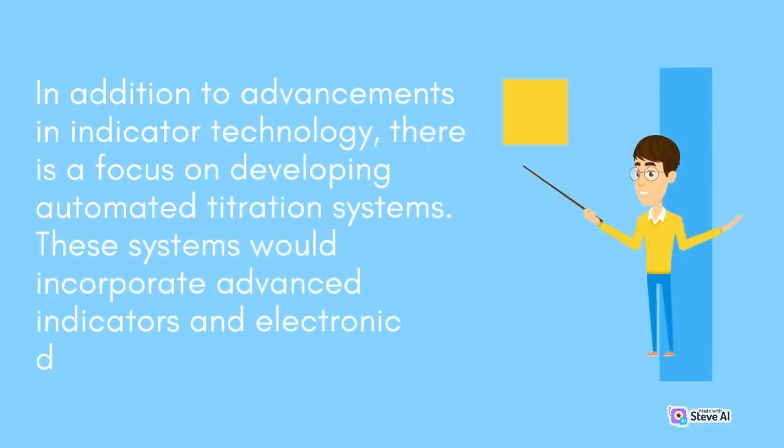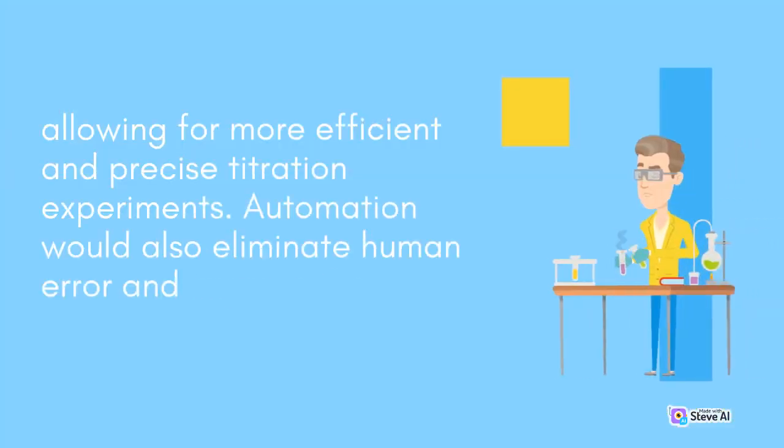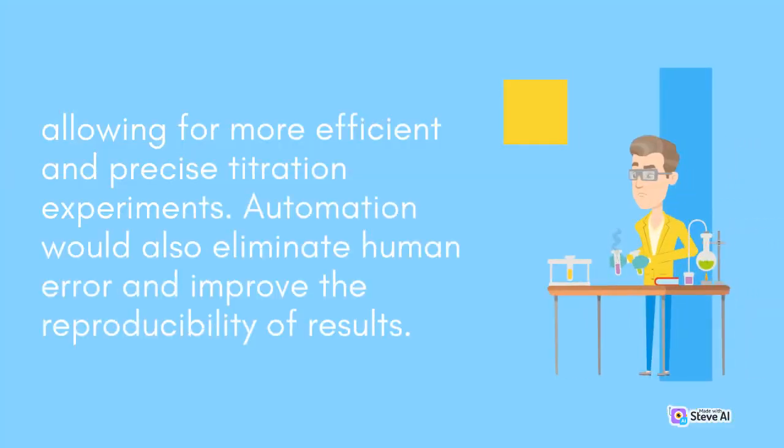In addition to advancements in indicator technology, there is a focus on developing automated titration systems. These systems would incorporate advanced indicators and electronic detection methods, allowing for more efficient and precise titration experiments. Automation would also eliminate human error and improve the reproducibility of results.